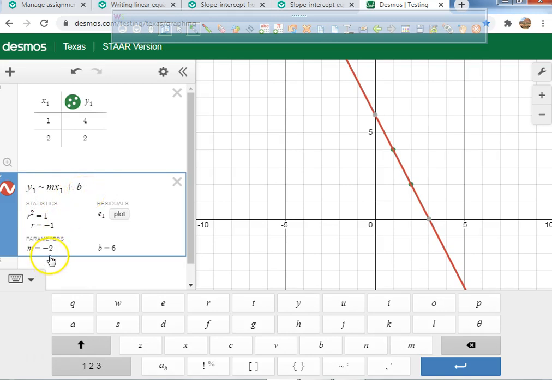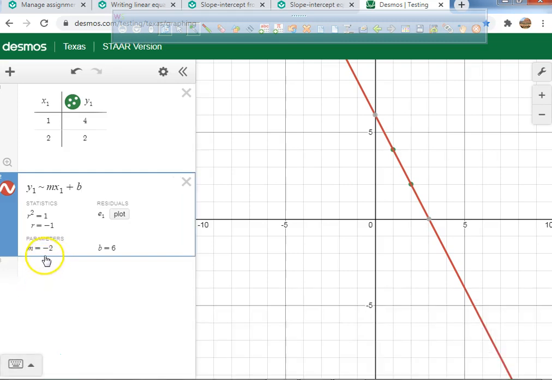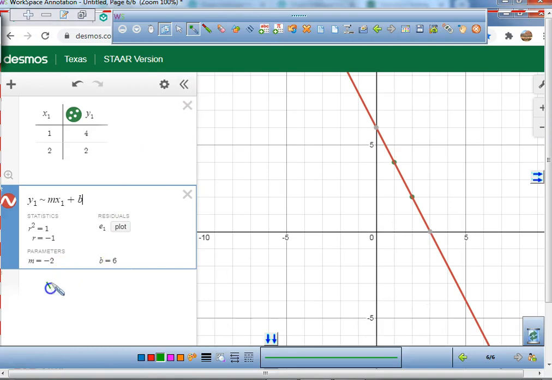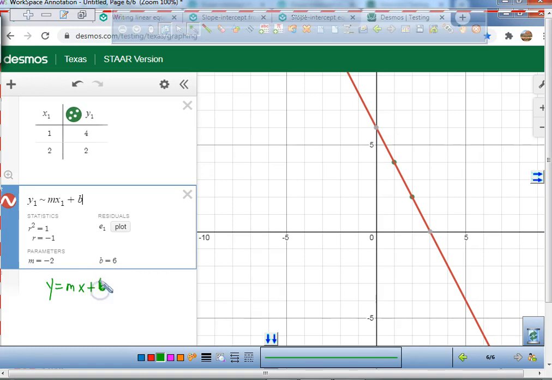And what does it say our slope is? Right there. -2. Everybody see that right there? -2. And what's our y-intercept? 6. So what's really the only thing you have to know how to do in Desmos? You still have to know how to write it in slope intercept form, which is y equals mx plus b. Sorry, I put a plus 6 there. All right, so our answer is still y equals -2x plus 6.